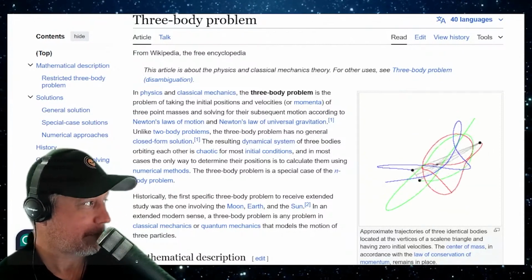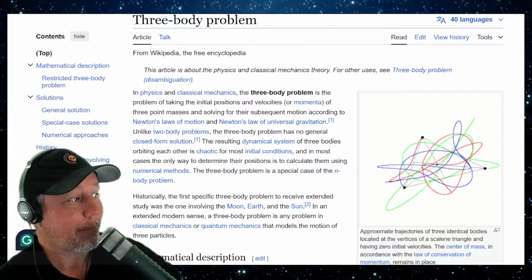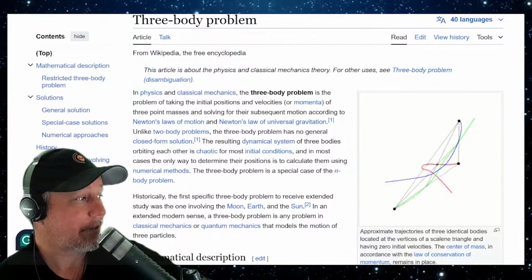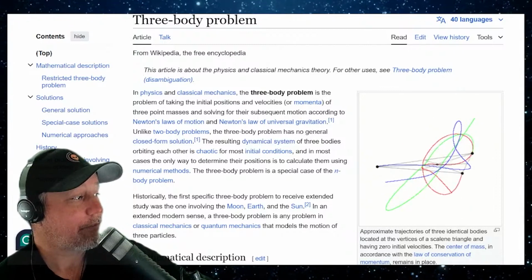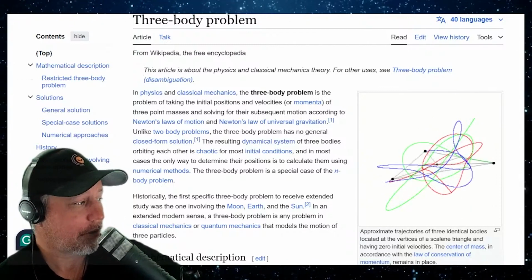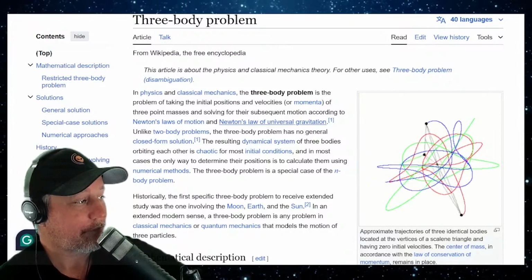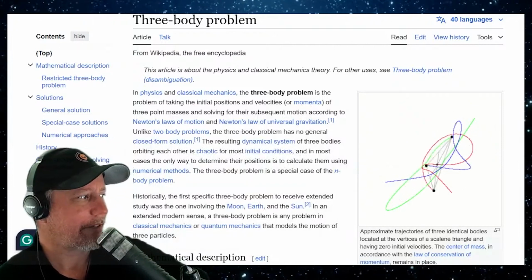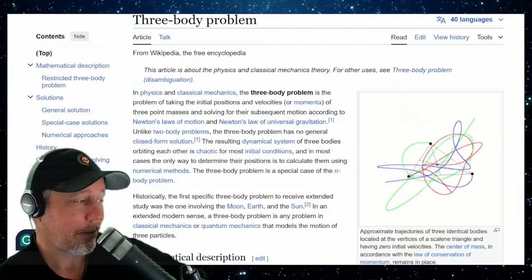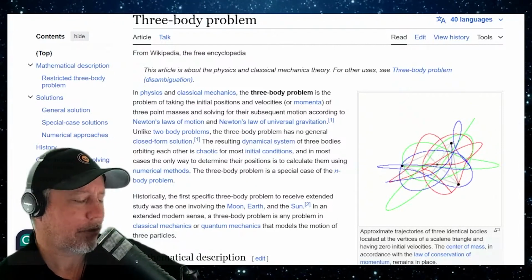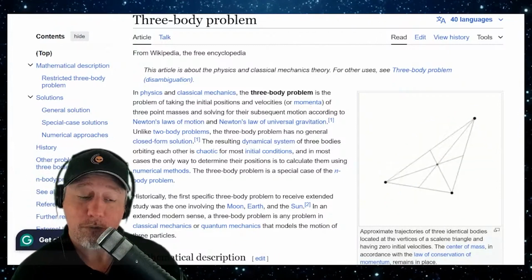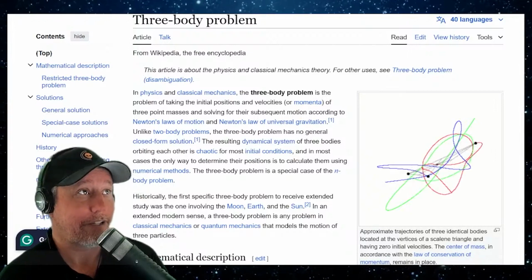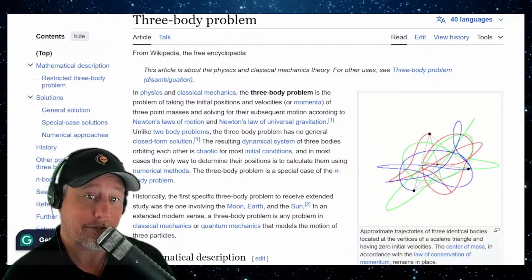I'm butchering this terribly. In physics and classical mechanics, the three-body problem is the problem of taking the initial positions and velocities, or momenta, of three point masses and solving for their subsequent motion according to Newton's laws of motion and Newton's law of universal gravitation. And that's the exact part I was looking for, Newton's law of universal gravitation. Unlike two-body problems, the three-body problem has no general closed-form solution. No actual closed-form solution. You can't mathematically model this easily and fix the thing. You say, look, this is what this will look like, okay?